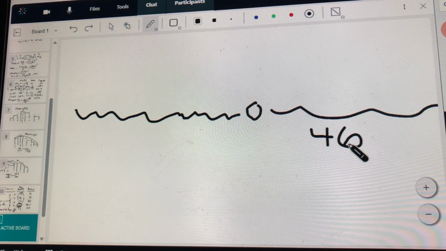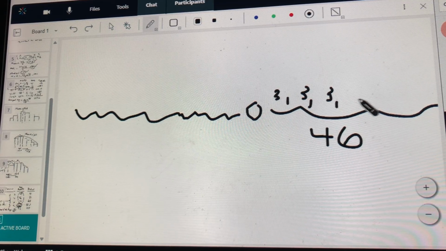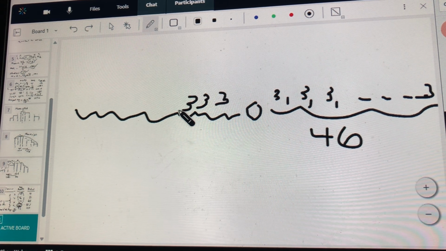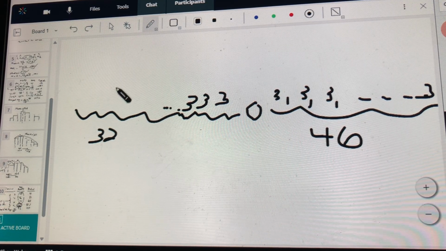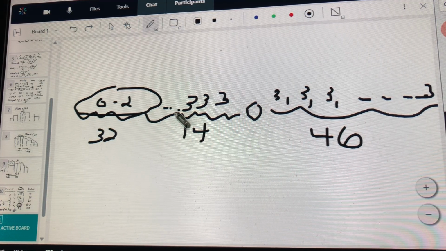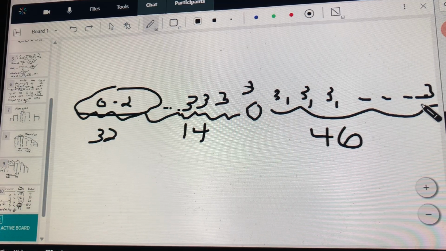So, and there's 61 threes, so you could write 46 threes down and still have some left over. So there's even some threes here. And then there's only 32 of them that are 0 through 2. So the first 32 are 0 through 2. And then there's still 14 more threes. Then you got the 3 in the middle, and then there's 46 more threes.